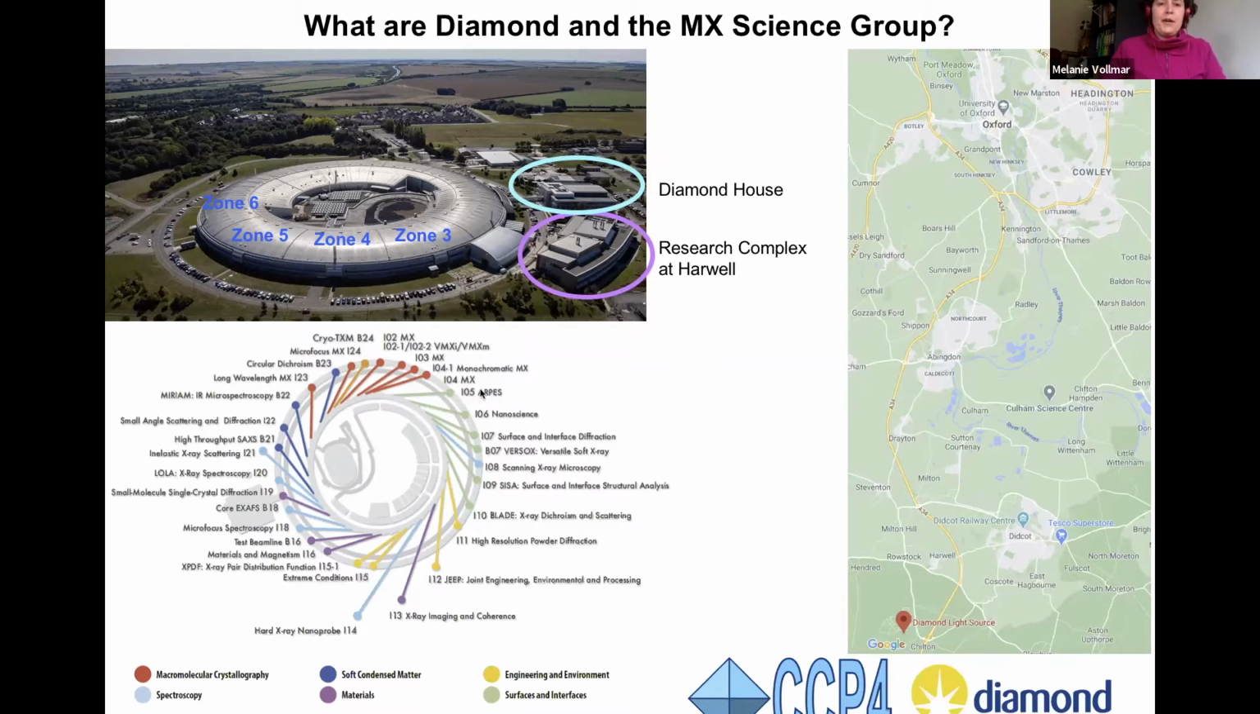In a schematic, you have the MX beam lines, all of the red ones. So you've got I-23 here, I-24, and then you've got VMXM, VMXI, I03, I04, I04-1. These comprise the MX science group from the beamline point of view. If you've ever done small molecule data, maybe some of you have in this group, then you've probably been down here on I-19. The gray box in the background is Diamond House. So all of these beam lines are somewhere between zone 3 and zone 6.